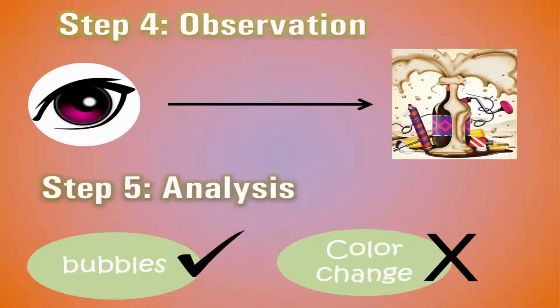During step 4, Carly observes that when Mrs. Barthley placed the Mentos in the soda bottle, an explosion happened. She saw that a lot of bubbles formed and that the soda came spurting out of the bottle like a fountain. During step 5, the analysis section, Carly concluded that her hypothesis was only partially correct. She did see bubbles, which she predicted, but the color of the soda did not change.